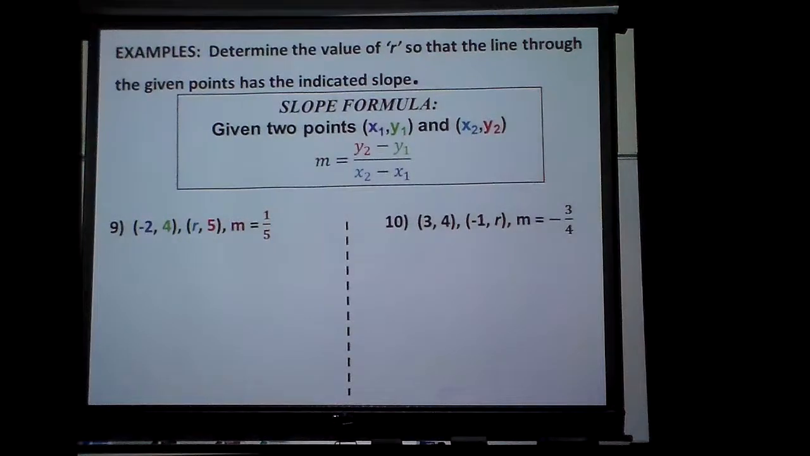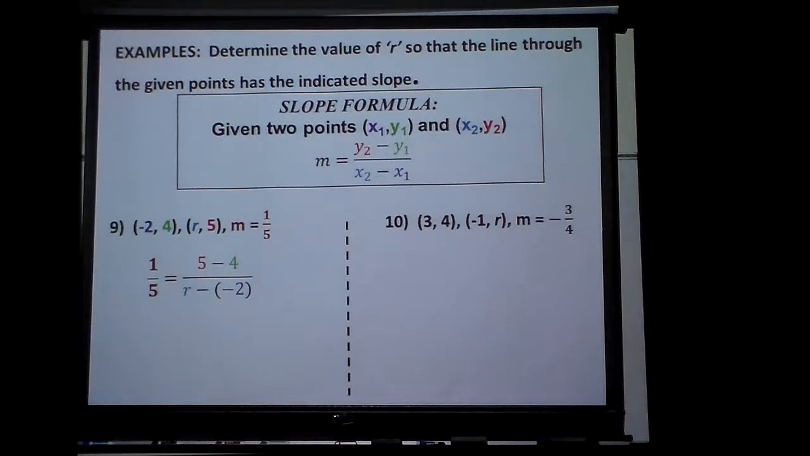We're going to use a little bit of trickery here. Let's look at number 9. What's different about this one is that instead of finding the slope, they're giving us the slope and we have to find r. Well, how am I supposed to do that? First off, let's go back up here and look at this problem. Notice I have a 5, y2; r is x2; y1 is 4; and x1 is negative 2, and I know m is 1/5, so let's just plug them in.